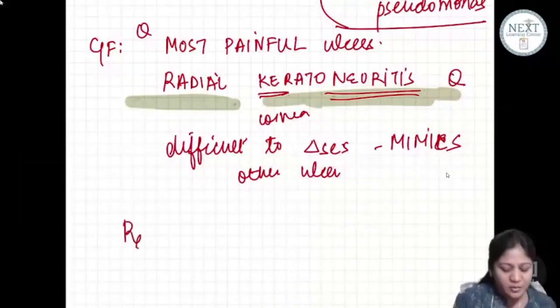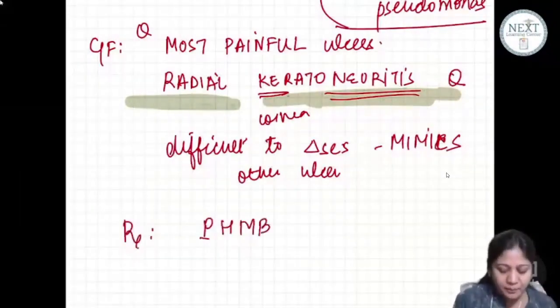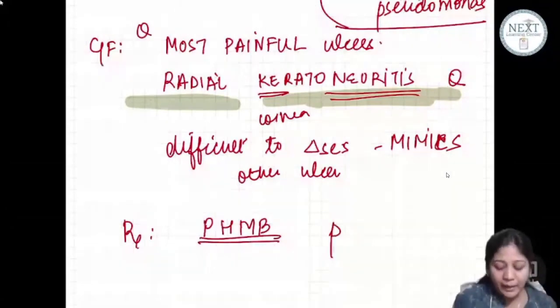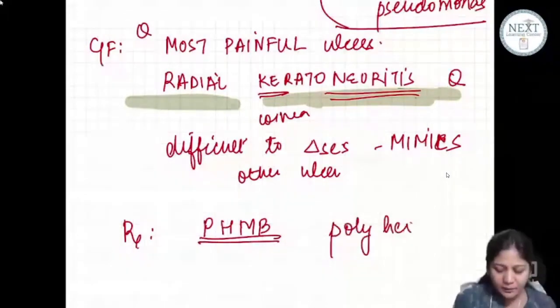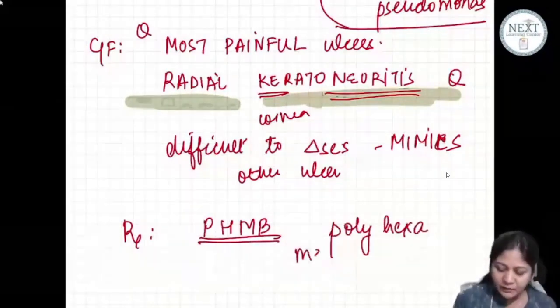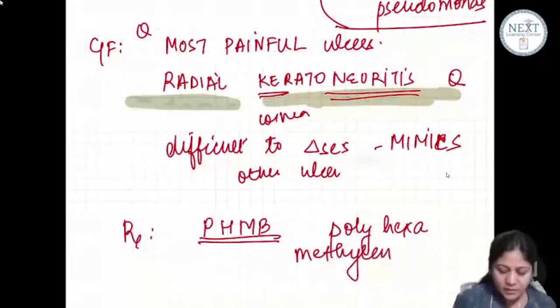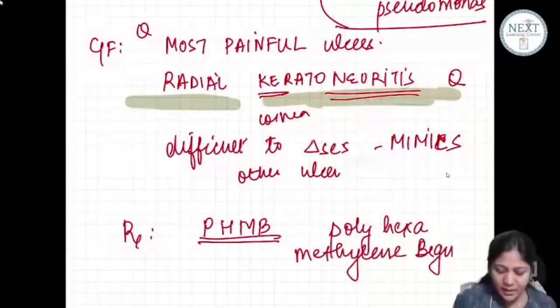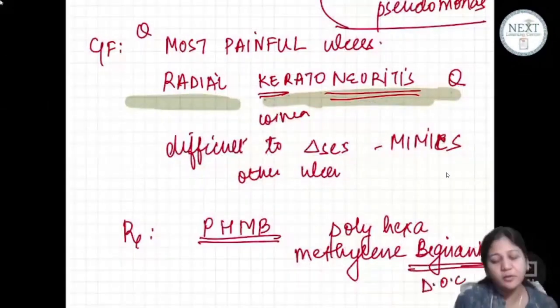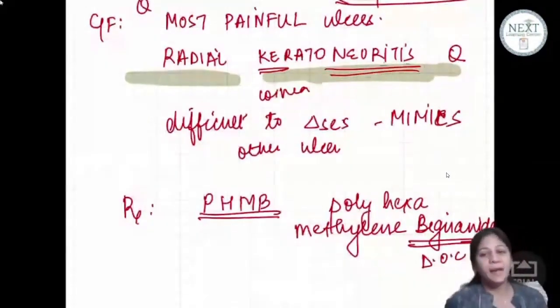Now the treatment is also different. The treatment is PHMB, biguanides, polyhexamethylene biguanide. ठीक है, polyhexamethylene biguanide, or you can say biguanides are the drug of choice. Biguanides are the drug of choice.